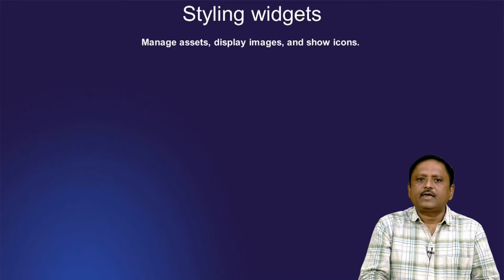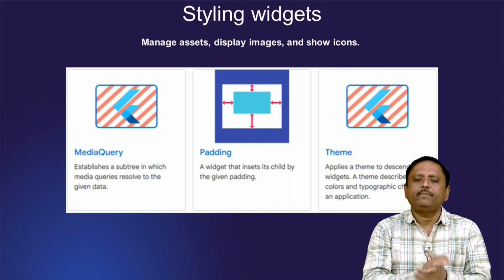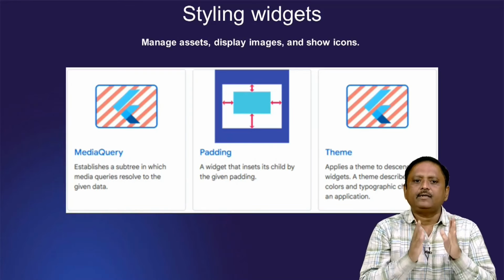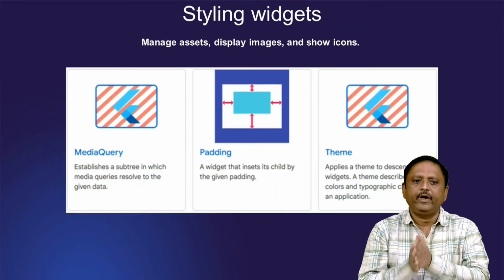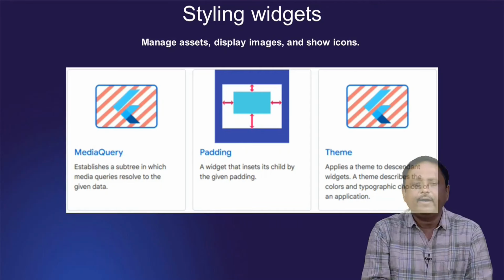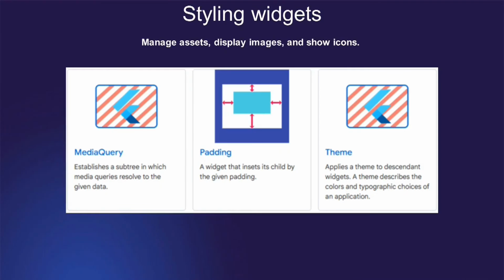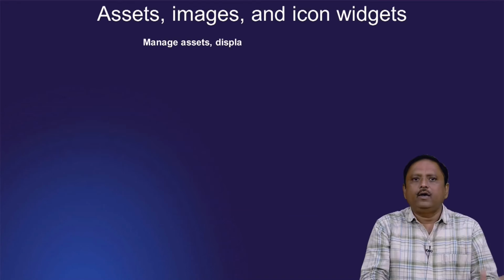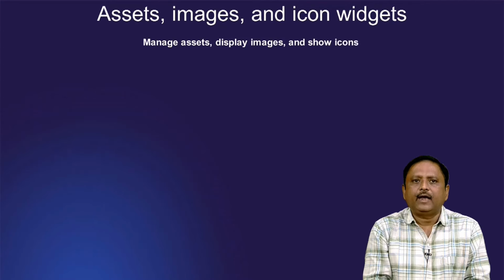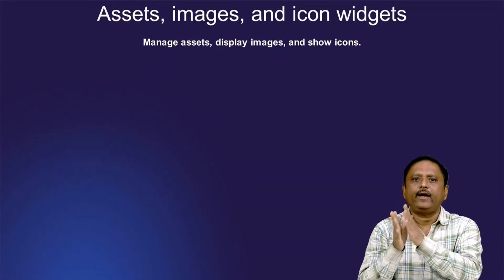Then there are some styling widgets. So first is media query, which establishes a subtree in which media query is resolved to the given data. Then there is padding, which is a widget that insets its child by the given padding. Then there is theme, which applies a theme to descendant widgets and it describes the colors and typographic choices of an application.